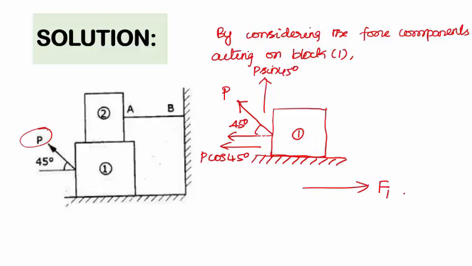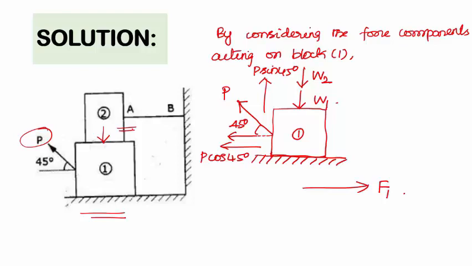Weight of block 1 will be acting in the direction of gravity. So W1 weight will be acting on block 1 in the negative y-axis direction. Here block 2 is placed on block 1. So the weight of block 2 will also be acting on block 1. So weight of block 2 should also be considered. Block 1 is in contact with the floor in the bottom and block 2 in the upper side.